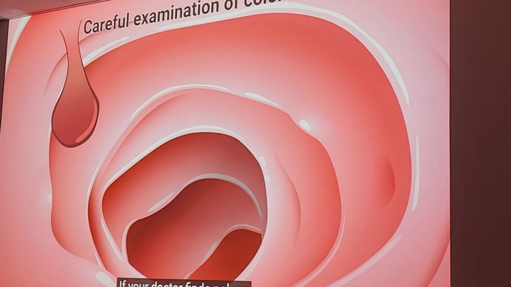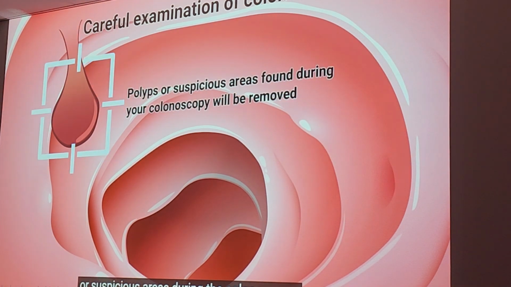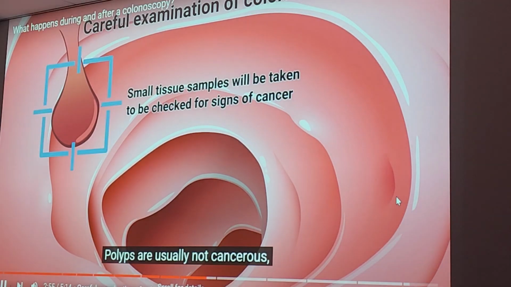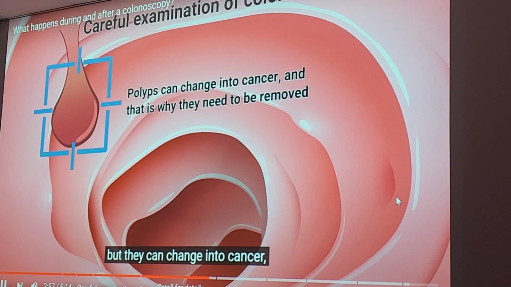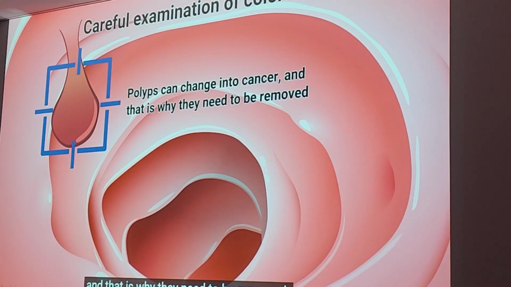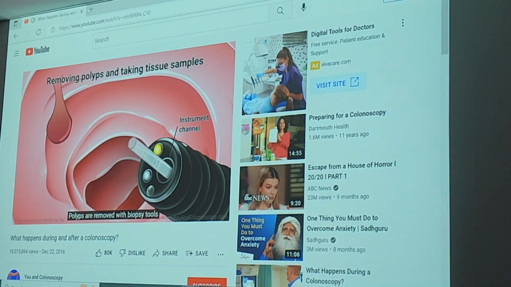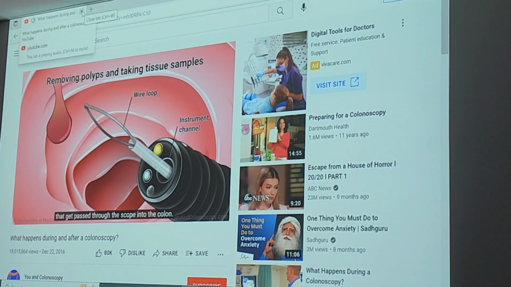If your doctor finds polyps or suspicious areas during the colonoscopy, the polyps will be removed and small tissue samples will be taken to be checked for signs of cancer. Polyps are usually not cancerous, but they can change into cancer, and that is why they need to be removed. Polyps are removed with biopsy tools or wire loops that get passed through this.